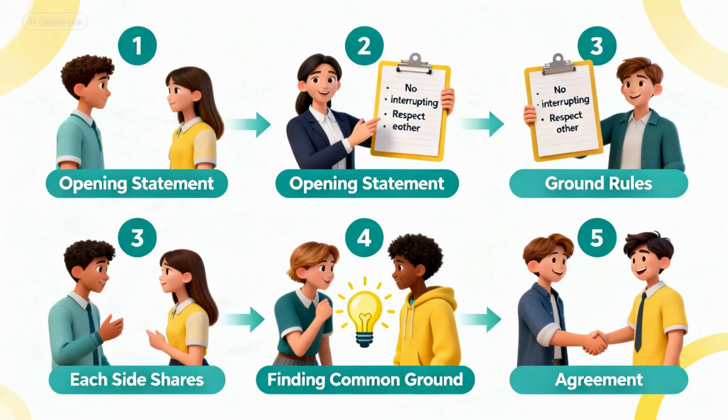Peer mediation isn't magic, it's a process. Step 1. The mediator welcomes both students and sets the tone, also known as the opening statement. Step 2. They lay down the ground rules, like no interrupting each other. Step 3. Each student shares their side, one at a time, while the other listens. Step 4. The mediator helps them find common ground, something they both agree on. Step 5. They reach an agreement, a plan to move forward together. When you follow the process, resolution becomes possible, and that's what makes peer mediation powerful.